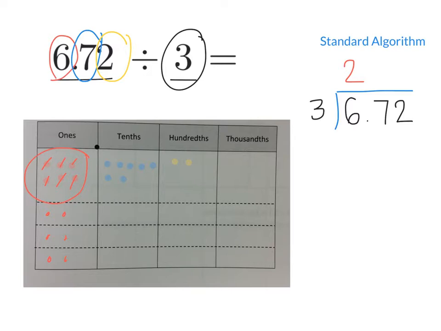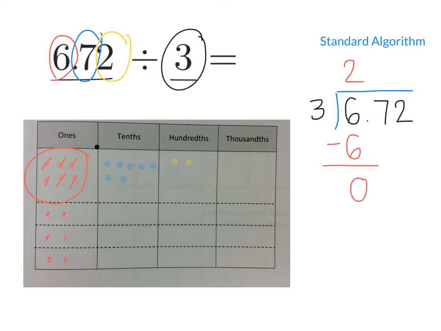Or 2 times 3, which is 6. So let's write here that we used up 6. And how many do I have left? How many ones are not crossed out? How many ones do I have left? 0. I had 6 to begin with. I crossed all 6 of them out, and I have 0 left.